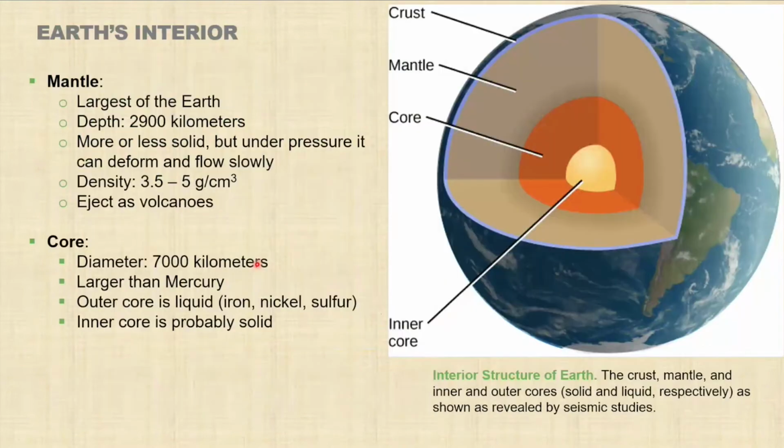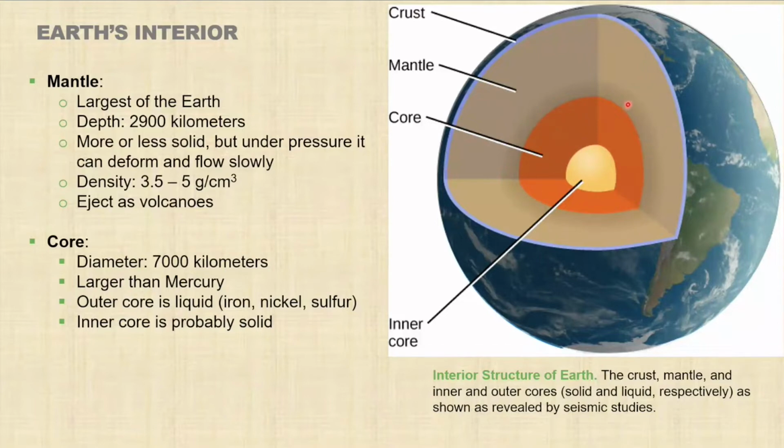And underneath the crust lies the mantle, this grayish region here, the largest region of the Earth, with a depth of up to 2,900 kilometers. This is not exactly solid or liquid. It's under pressure, this solid can deform. So it's more or less solid, not exactly hard solid. A density between 3.5 and 5 grams per centimeter cube. And this mantle region has active magma regions where it can eject magma out as volcanoes. And we'll look into volcanoes in a minute.